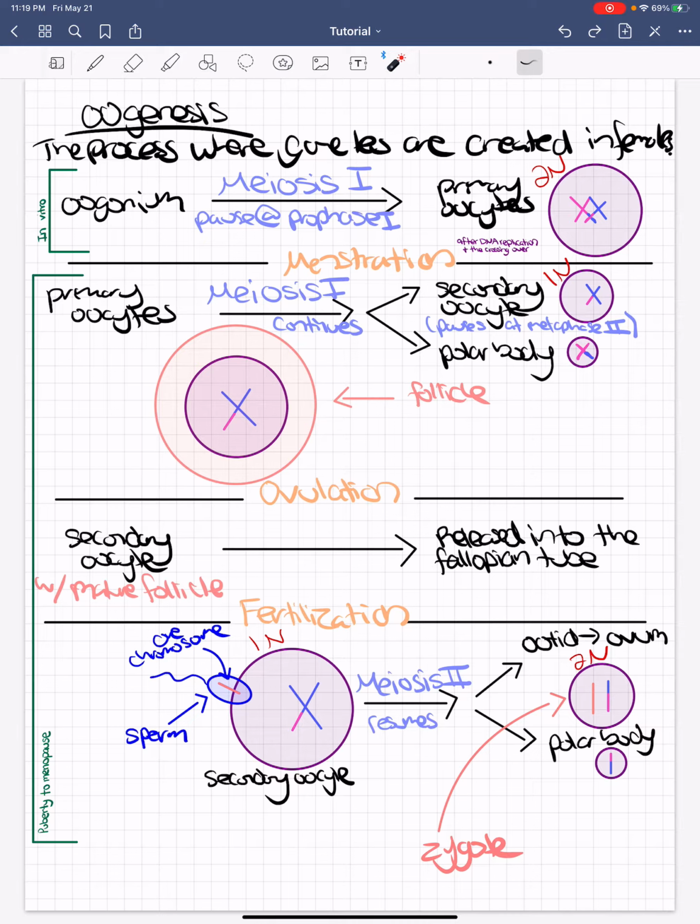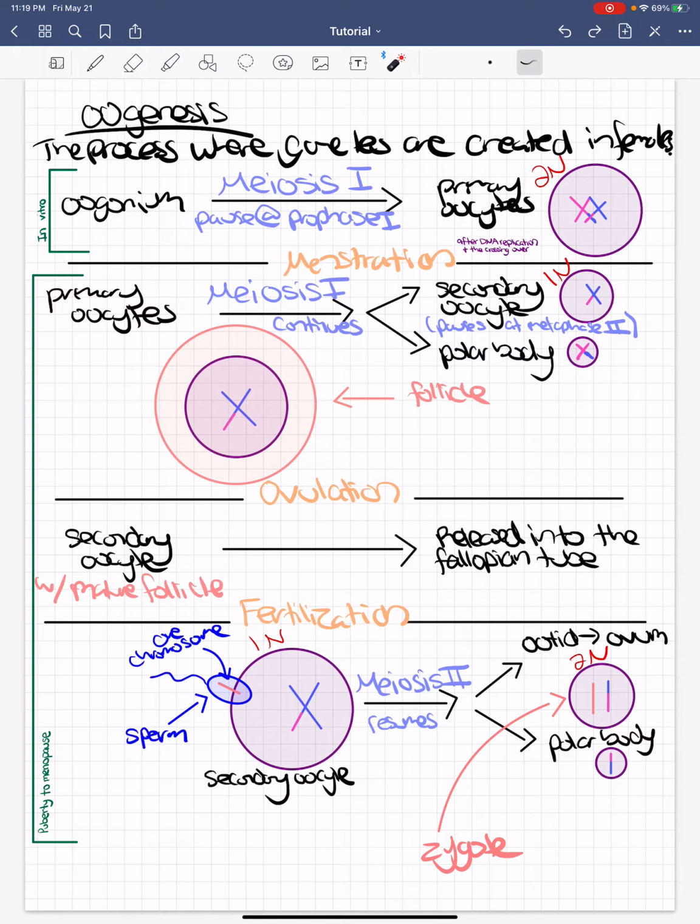And so when this occurs, DNA replication happens and the crossing over of genetic material. However, meiosis 1 is paused at prophase 1. So at this stage, the oogonium is now known as a primary oocyte, where it remains diploid. Now, nothing occurs at this point until menstruation.